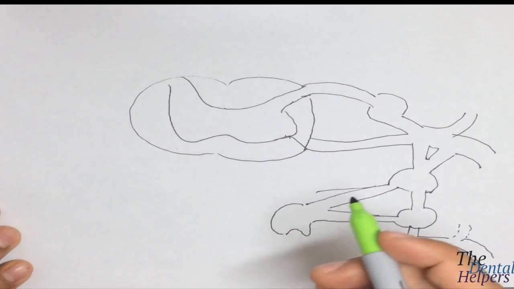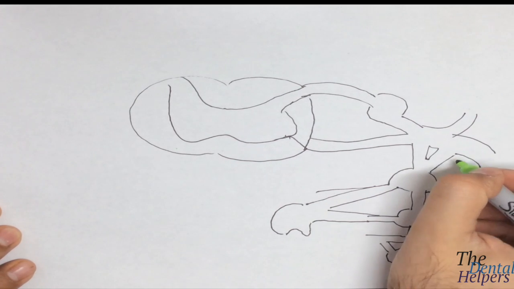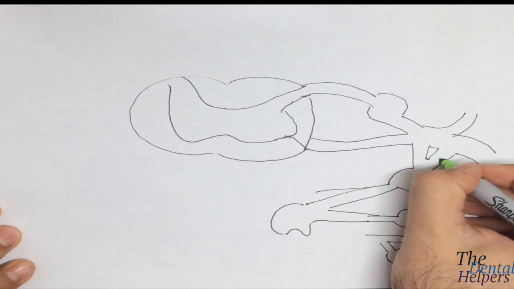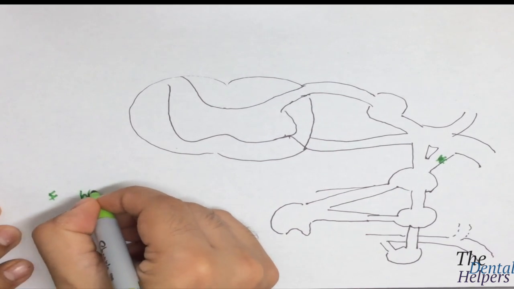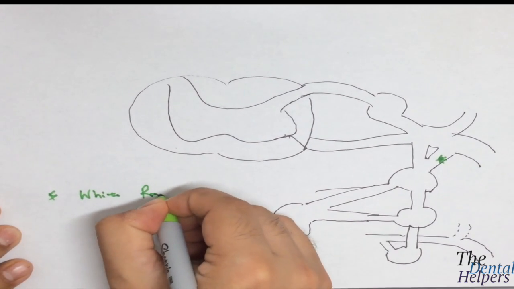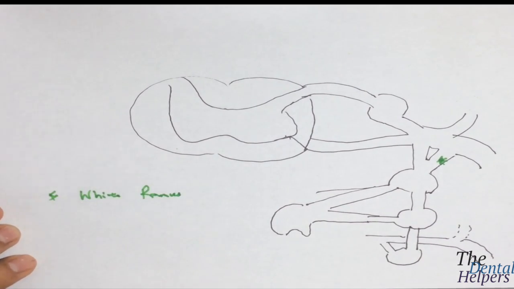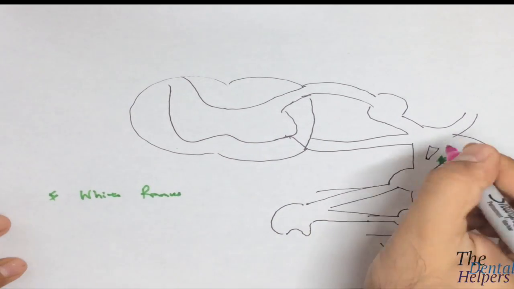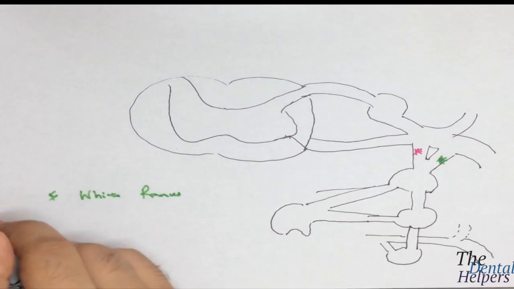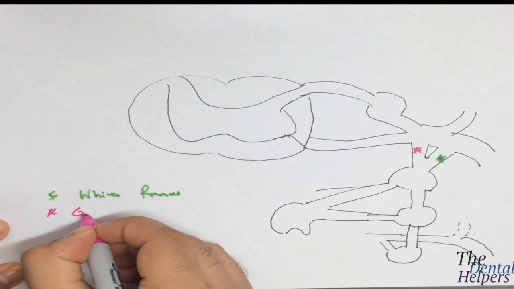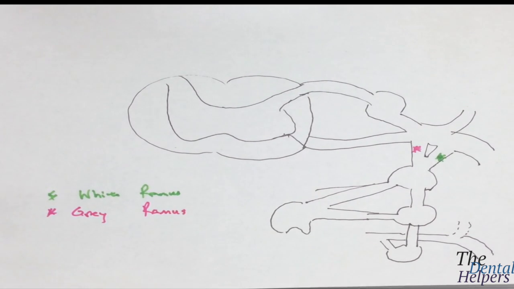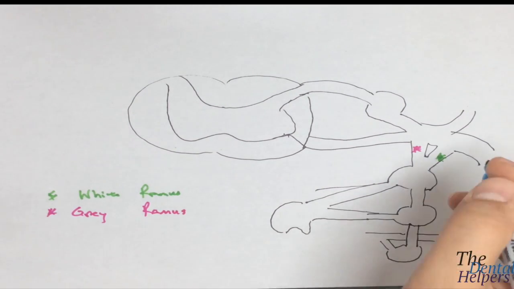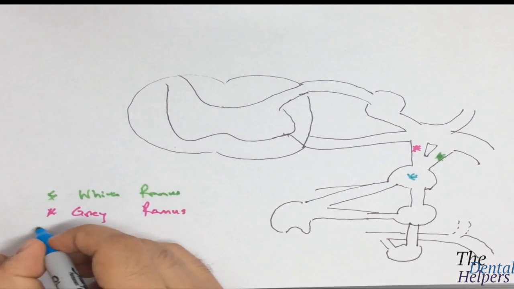So in terms of other landmarks, right here, this is going to be the white ramus. Right here is the gray ramus. And the sympathetic ganglion is this area right here.